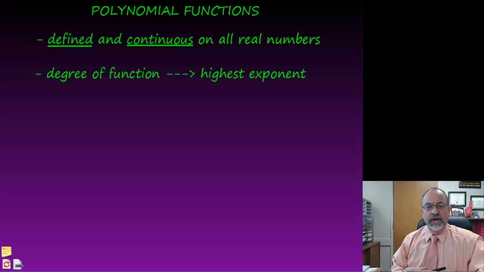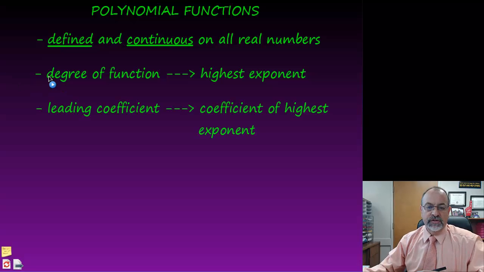The degree of a polynomial function is the number of the highest exponent. So you look for the highest exponent in the expression. That will be the degree of the function. The leading coefficient then is the coefficient of that term that has the highest exponent. So again, you'll want to look in the expression, find the term with the highest exponent. The exponent itself is the degree. The number that's in front of that term is the coefficient.